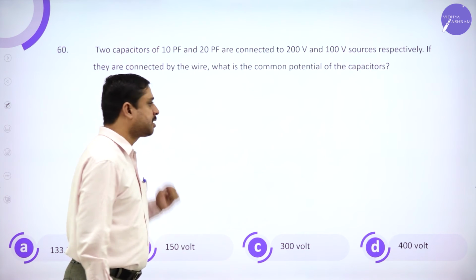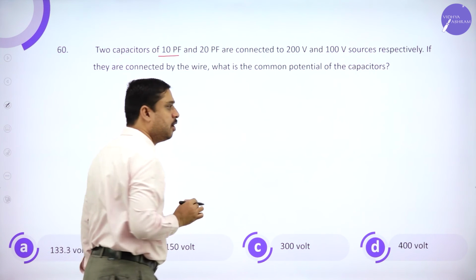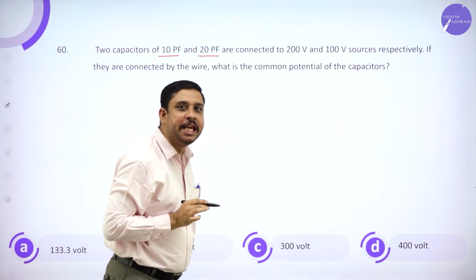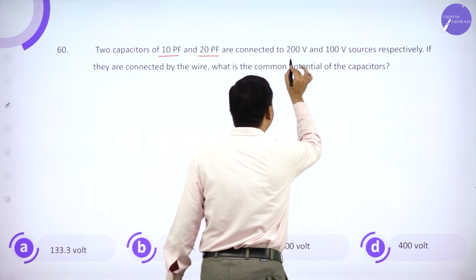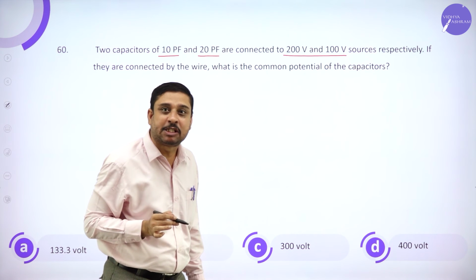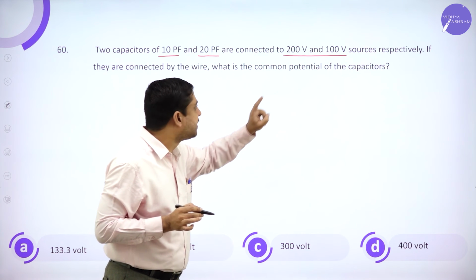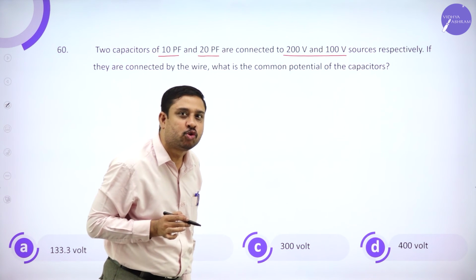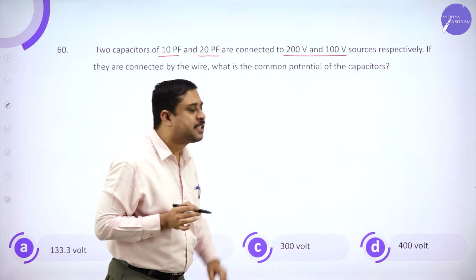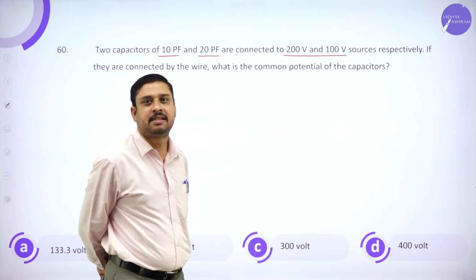Going to the last question. Now there are two capacitors of 10 picofarad and 20 picofarad connected to 200 and 100 volt sources respectively. Two capacitors of this capacitance connected to these two sources. If they are connected by a wire, what is the common potential attained by the capacitors?